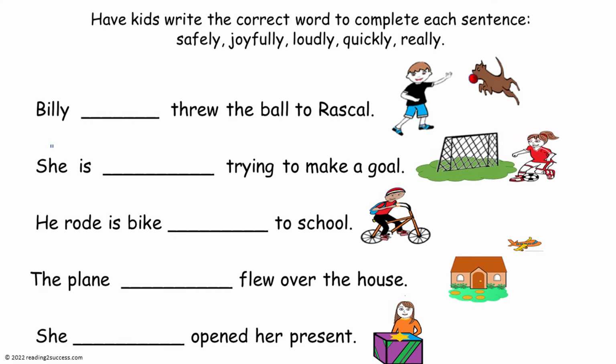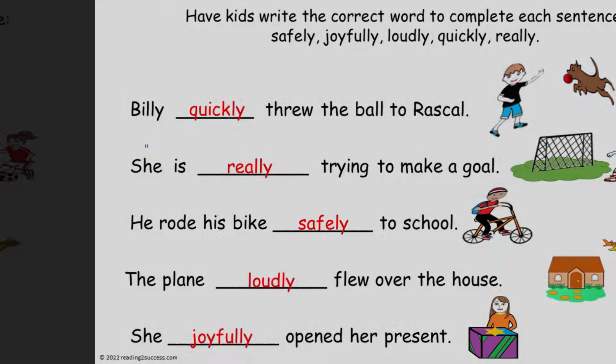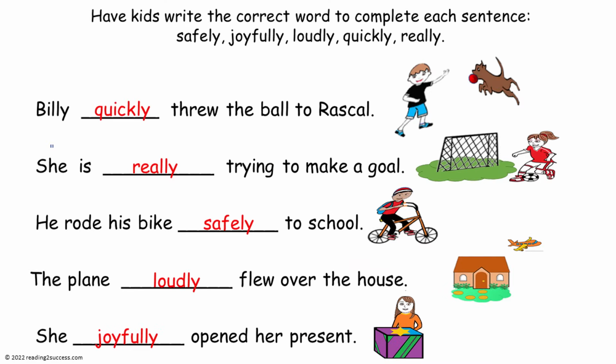Now have kids write the correct word to complete each sentence. Their choices are safely, joyfully, loudly, quickly, and really. The answers are: Billy quickly threw the ball to Rascal. She is really trying to make a goal. He rode his bike safely to school. The plane loudly flew over the house, and she joyfully opened her present.